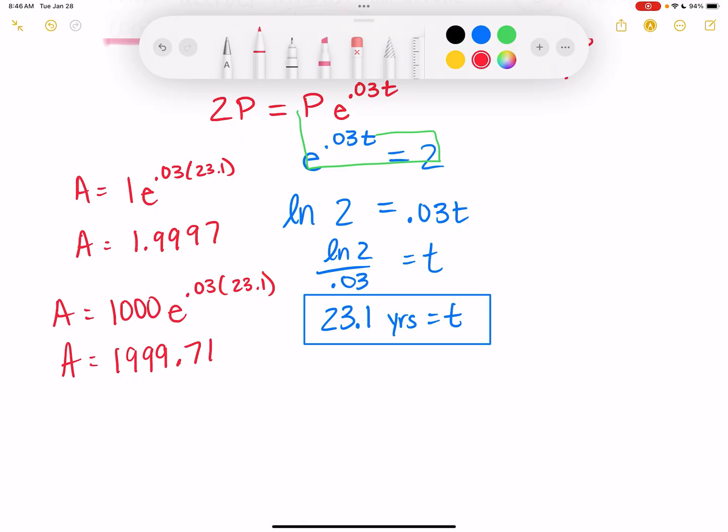Let me see what happens if I do that. Oh, that's not the right button. Yeah. If I use this exact number, it comes out to exactly 2,000. So, yes. Kind of crazy, but yes.